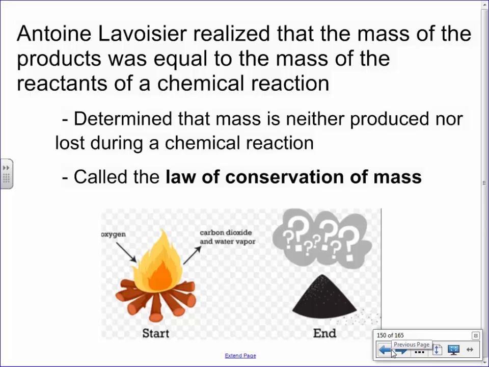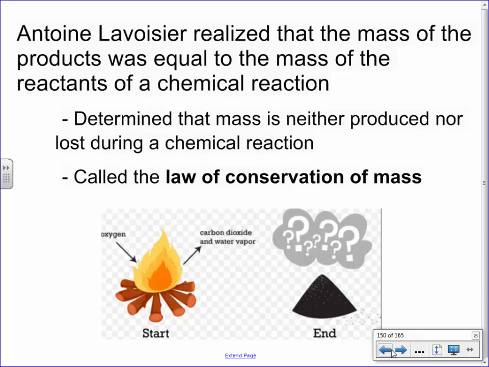Okay, I want to go back to a scientist that we've talked about earlier. His name was Anton Lavoisier, and we're going to talk about his contributions for a second here. He realized that when doing experiments, if he weighed everything that was considered a reactant, and if he weighed everything that was considered a product, whatever you started with always equaled what you finished with. And we actually give a name to that. We call it the law of conservation of mass.